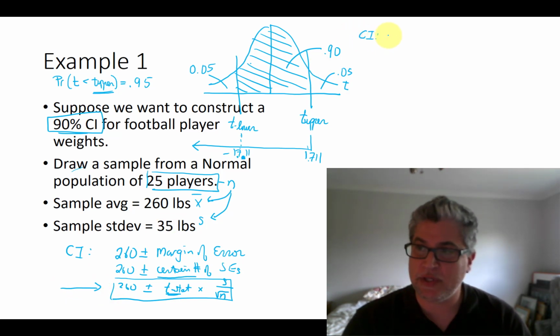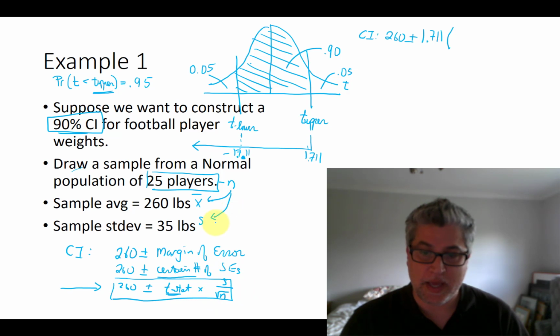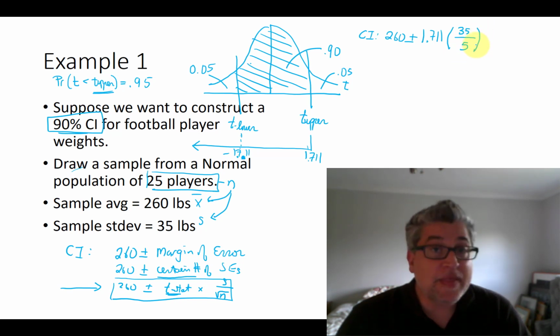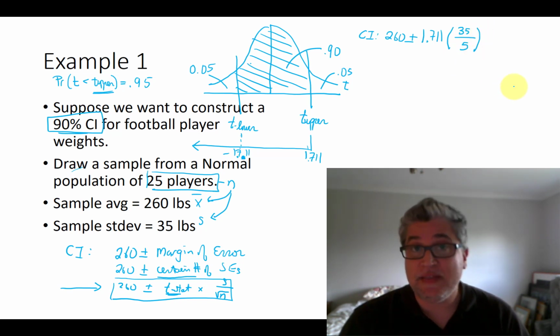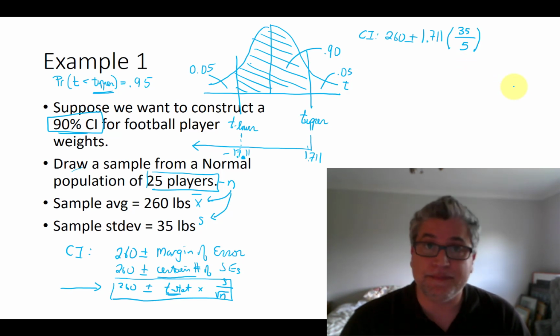Our confidence interval is 260 plus and minus our t-stat, which is 1.711, times the standard error, which is s divided by the square root of n. S is 35. N is 25, so the square root of 25 is 5. And that's our confidence interval. We can key that into a calculator and get a result.